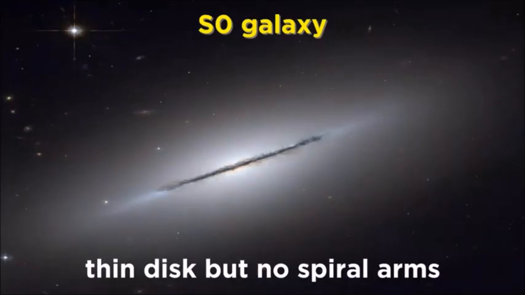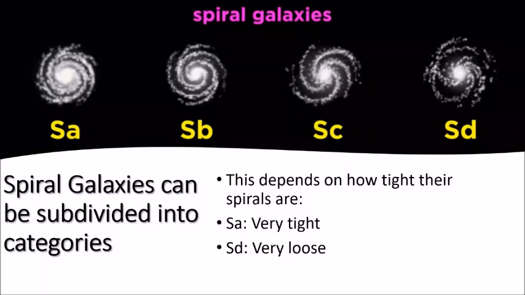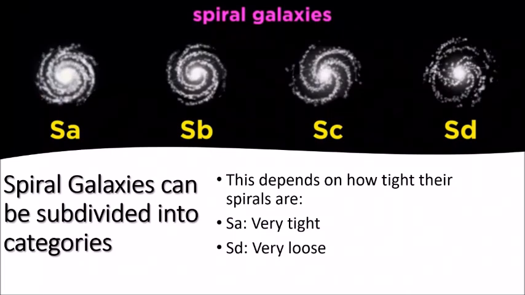You have the categories of spiral galaxies. They can be S0, which is a thin disk where it's hard to distinguish the spiral arms, or you could have an SD, which has very loose arms, and you can tell very easily what those arms are. So you've got S, A, B, C, and D, and A, B, C, and D are just a category sequence. They could have just as easily put 1, 2, 3, 4, but for whatever reason they decided to use A, B, C, and D.